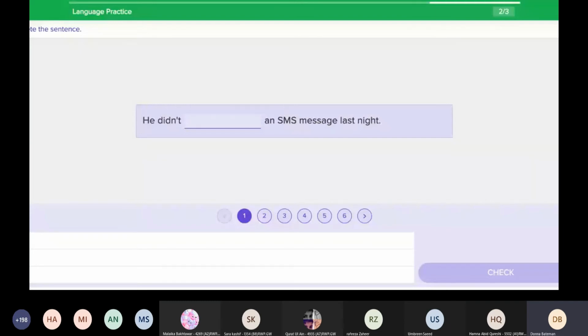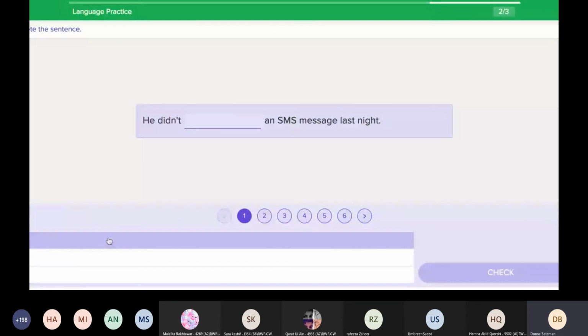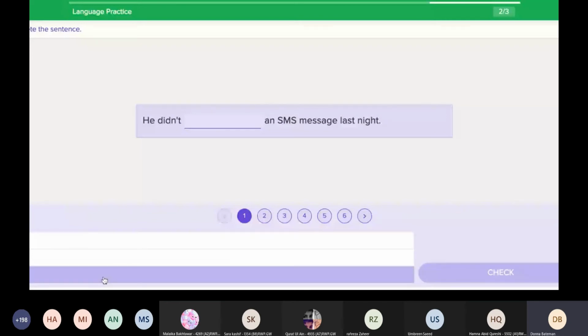So hopefully you can all see the screen now. So we have on the screen, he didn't blank an SMS message last night. So what word goes in the gap? Is it sent, sends, or send? What's our rule about negative in the past? We know by now, I hope, that negative in the past is didn't, or did not for the longer form, plus the base form of the verb. So which of these is the base form of the verb? It's send. He didn't send an SMS message last night. There we go.